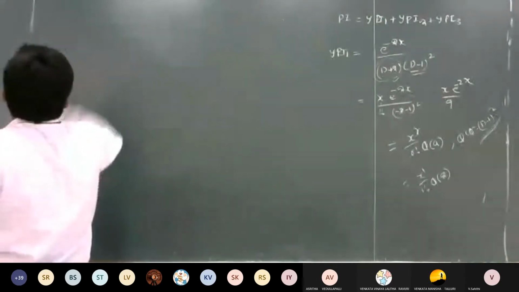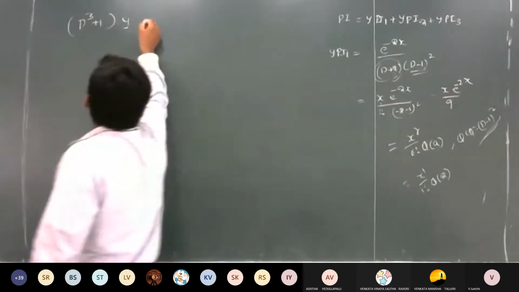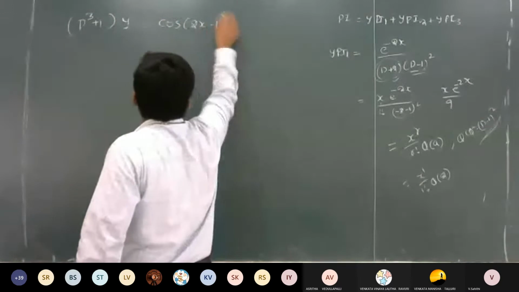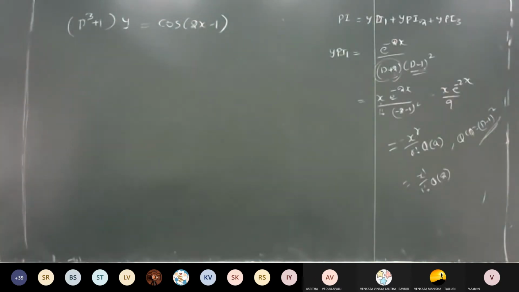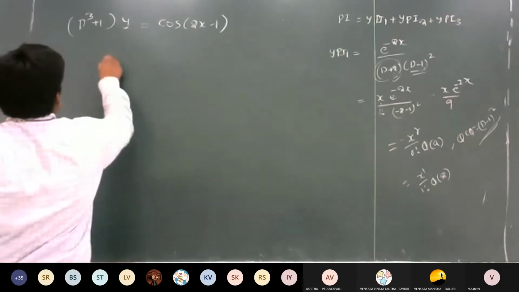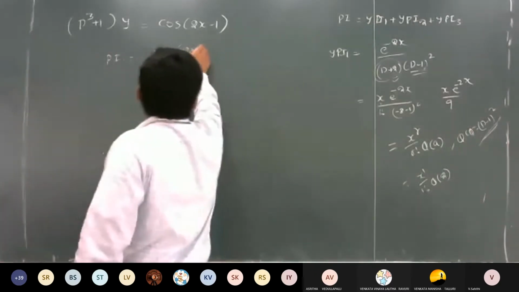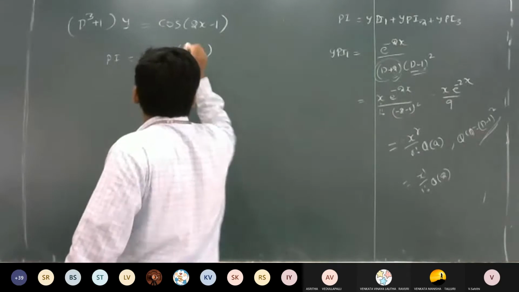Next one. (D cube plus 1) into y is equal to cos of 2x minus 1. Here we are going to calculate the particular integral to the given function. So here particular integral is equal to cos of 2x minus 1 by D cube plus 1.